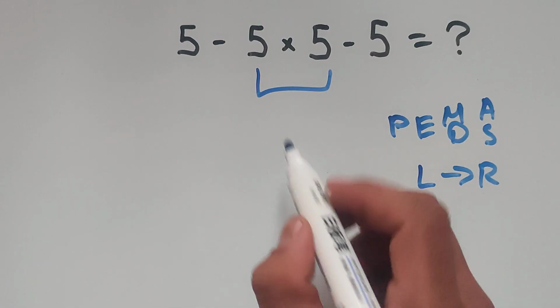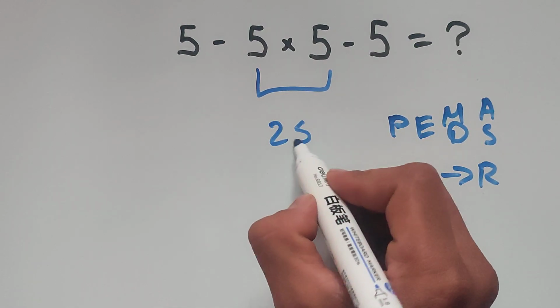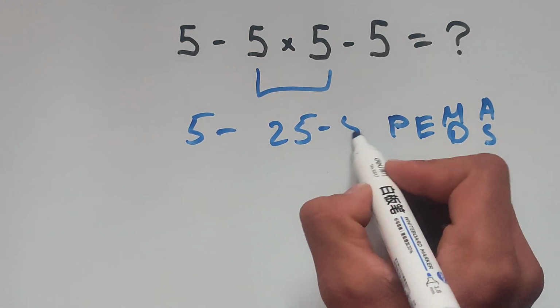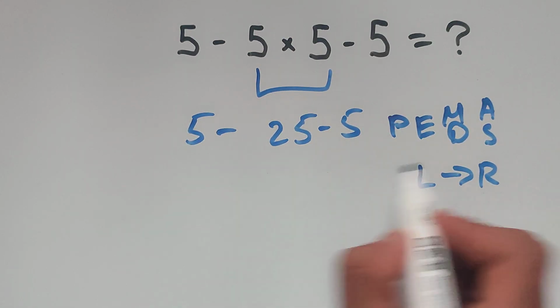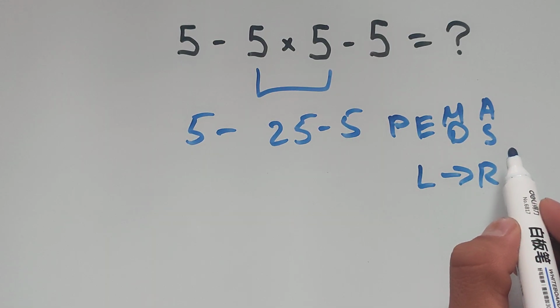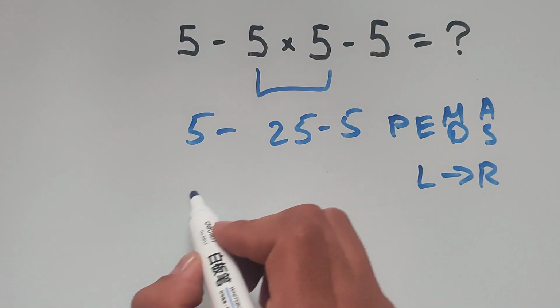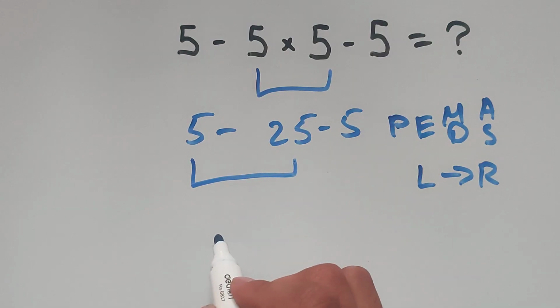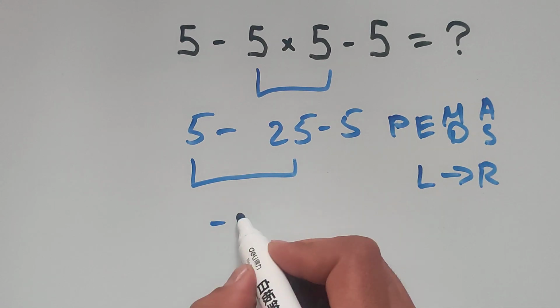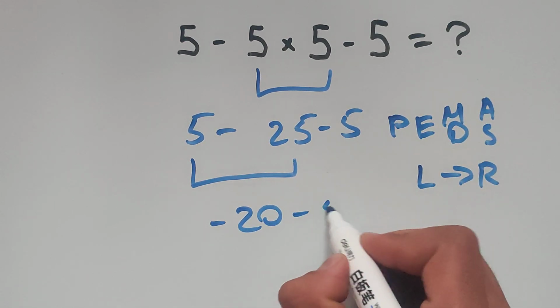5 multiplied by 5 gives us 25, and we have to copy the rest, 5 minus and minus 5. And here, according to this rule, addition and subtraction have equal priority. That's why we have to begin to work from left to right. And 5 minus 25 gives us negative 20 and minus 5.